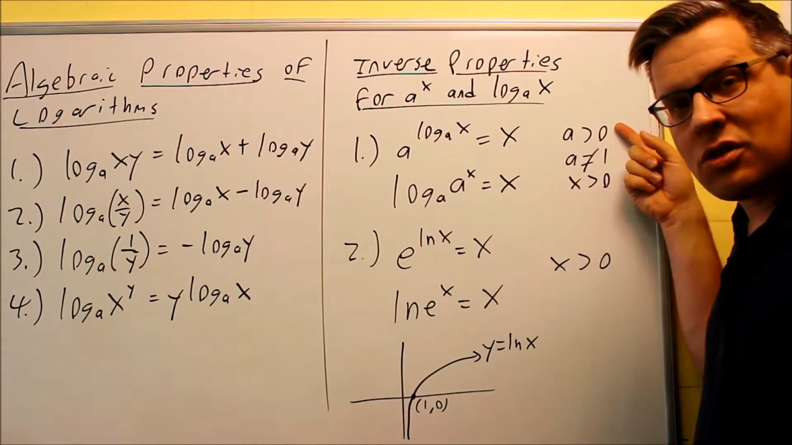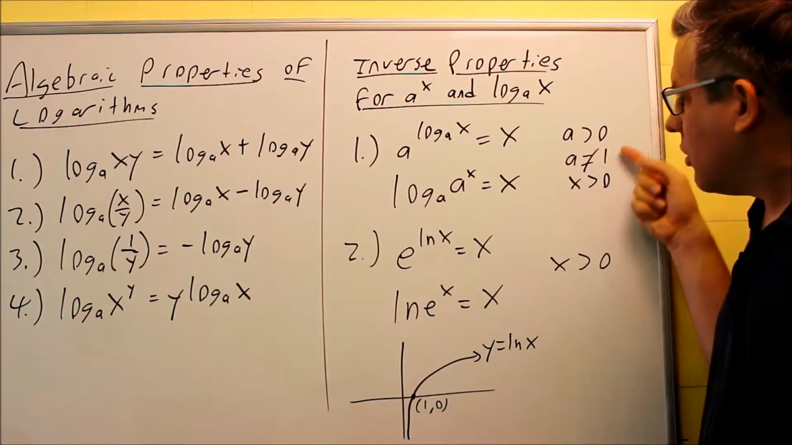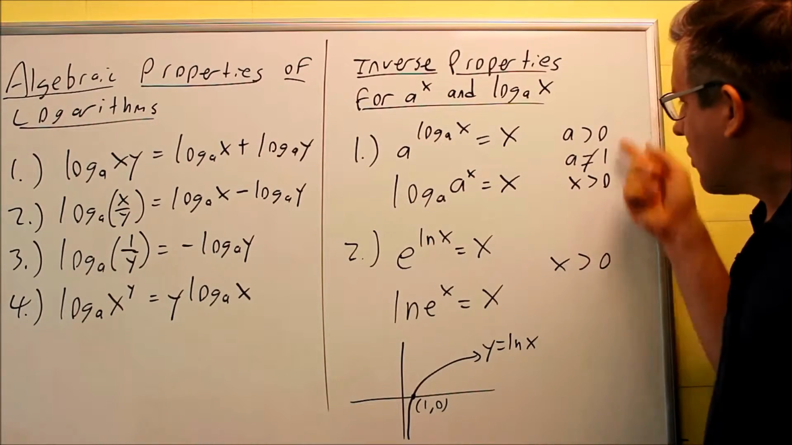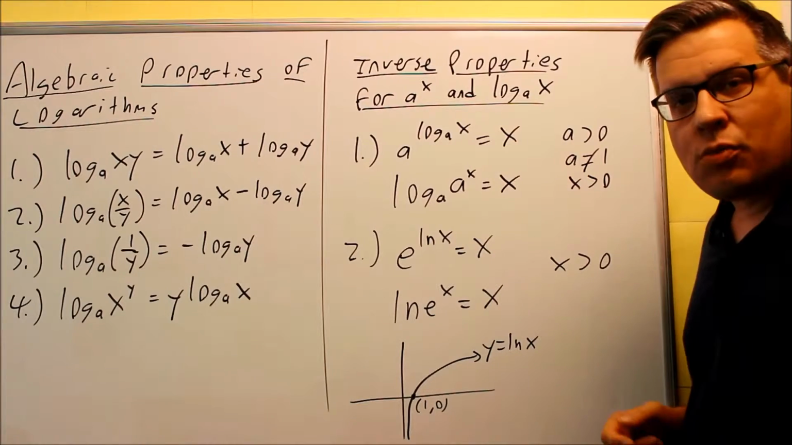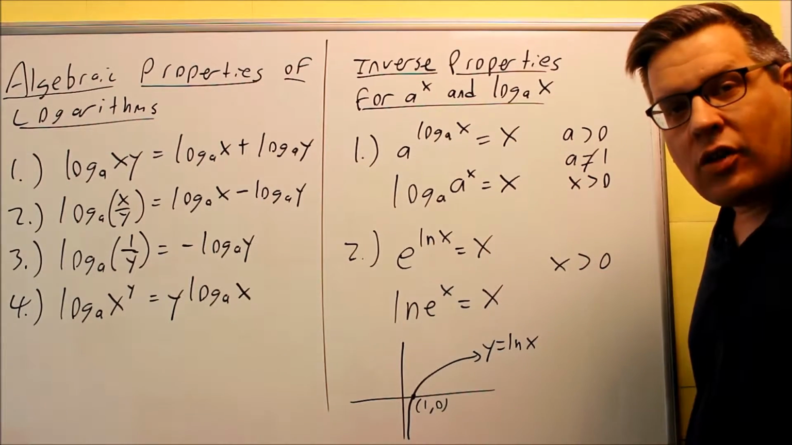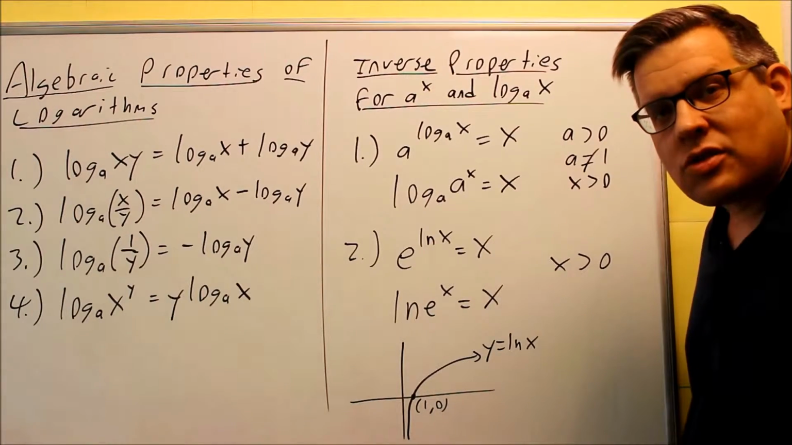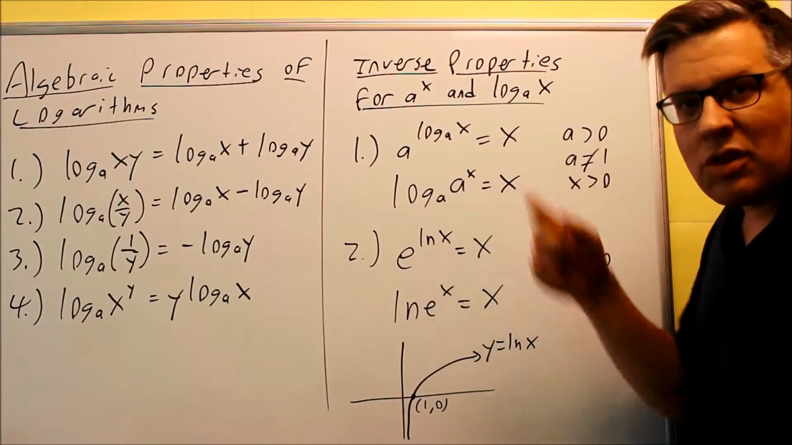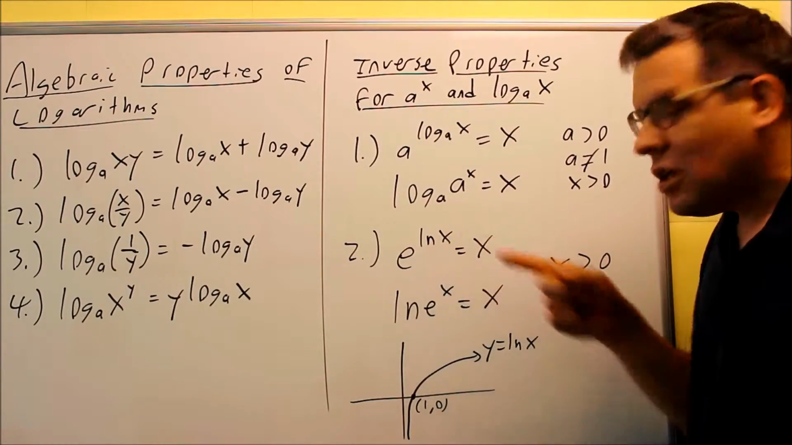We do have certain conditions here. a is going to be greater than 0, your a can't be equal to 1, and your x has to be greater than 0. So as long as that's true, these two properties are going to hold. Let's take a look at them for the ln. Now ln represents natural logarithm. It's a log base e. So it's basically the same as log base a, except that the a happens to be the e value here.